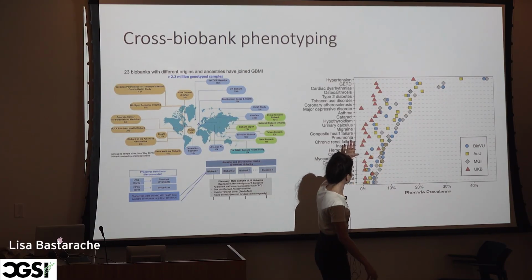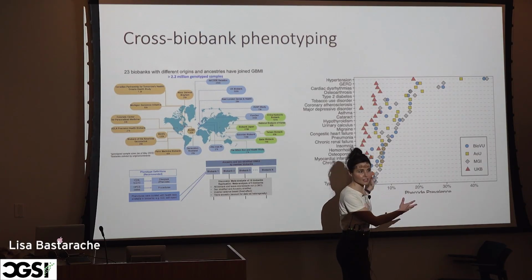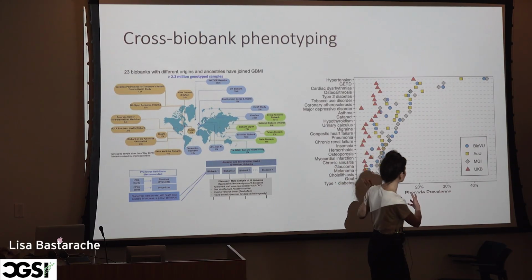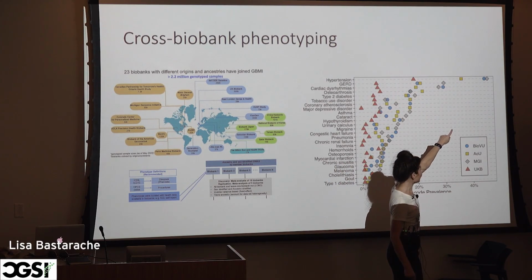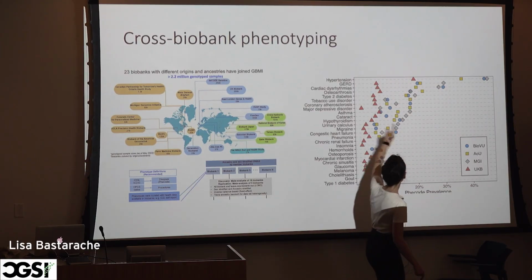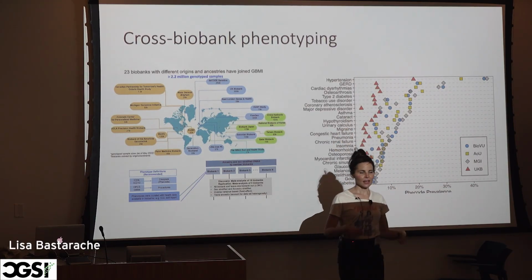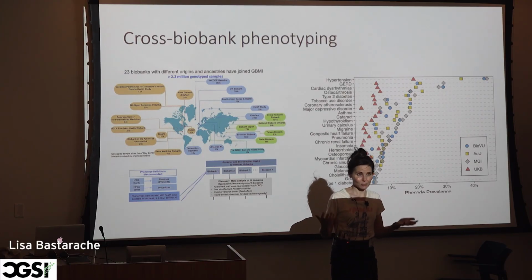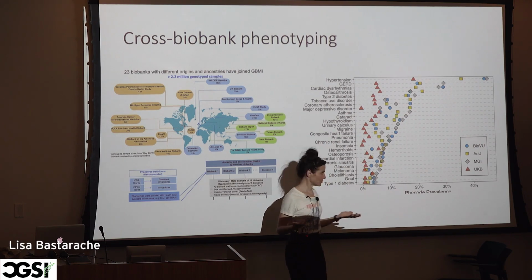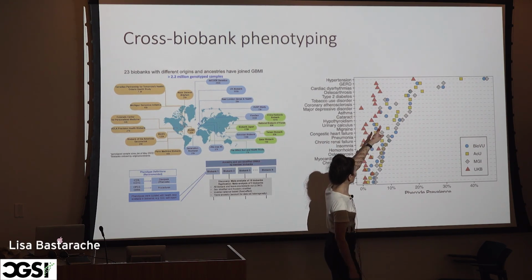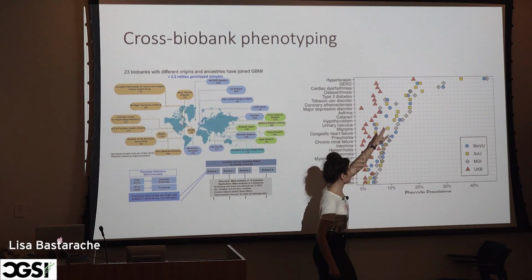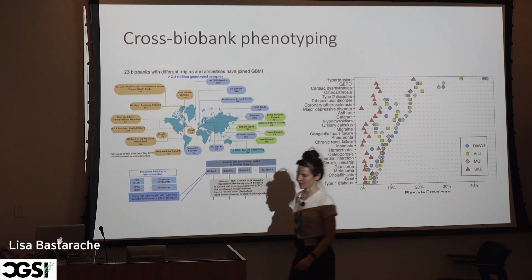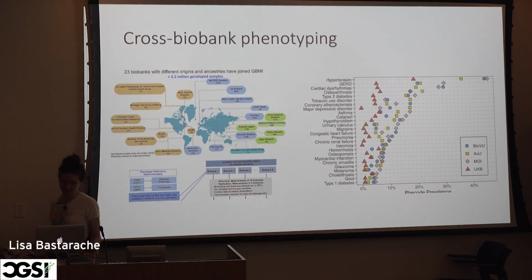And you can see here that for some conditions there is a vast difference in the prevalence. For instance, MGI and BioVU have a way higher prevalence of hypertension. That is a reflection of the fact that we have a much sicker, hospital-based population at MGI and Vanderbilt compared to the much healthier UK Biobank, which is actually a cohort that is healthier than the average inhabitant of the UK.